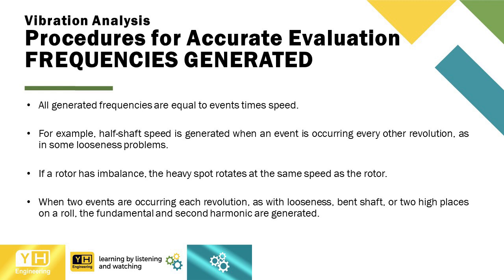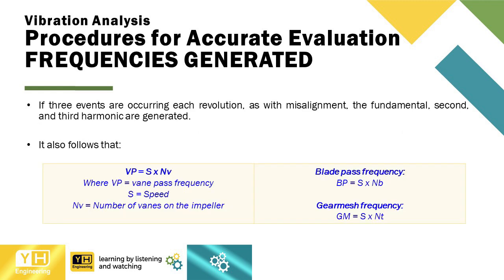All generated frequencies are equal to events times speed. For example, half-shaft speed is generated when an event is occurring every other revolution, as in some looseness problems. If a rotor has imbalance, the heavy spot rotates at the same speed as the rotor. When two events are occurring each revolution, as with looseness, bent shaft, or two high places on a roll, the fundamental and second harmonic are generated. If three events are occurring each revolution, as with misalignment, the fundamental, second, and third harmonic are generated.